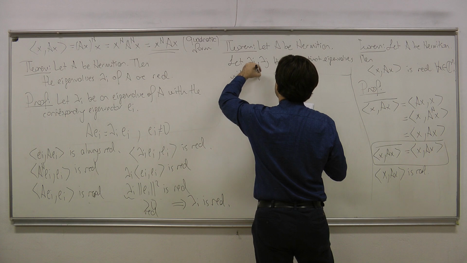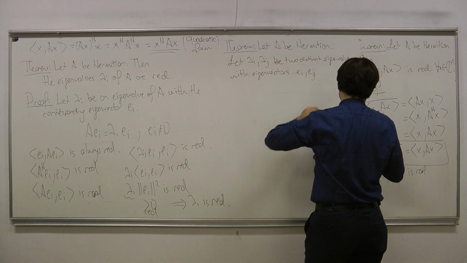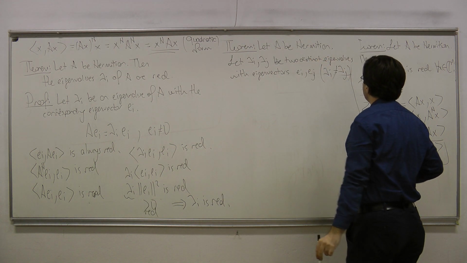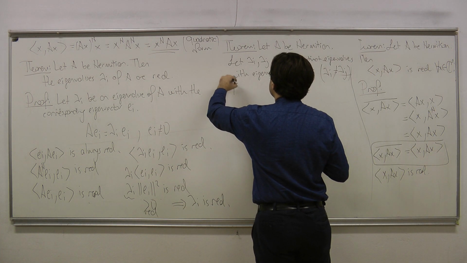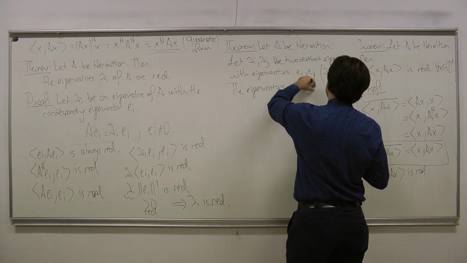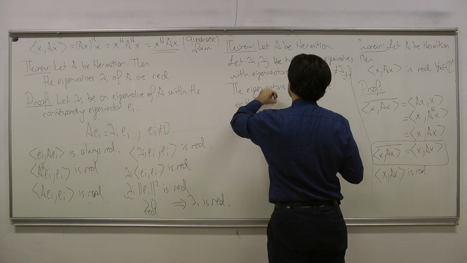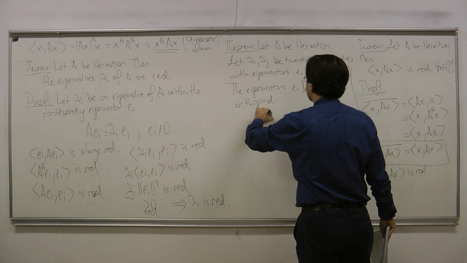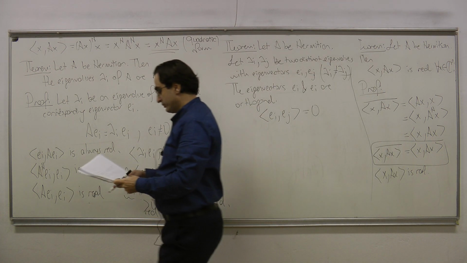With eigenvectors EI and EJ. In this case, because these eigenvalues are distinct, I know that lambda I is not equal to lambda J. Then the eigenvectors EI and EJ are orthogonal. Orthogonal with respect to which inner product? It is the L2 inner product. EI and EJ are orthogonal to each other. Okay?